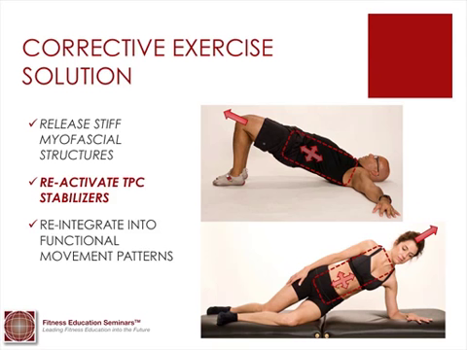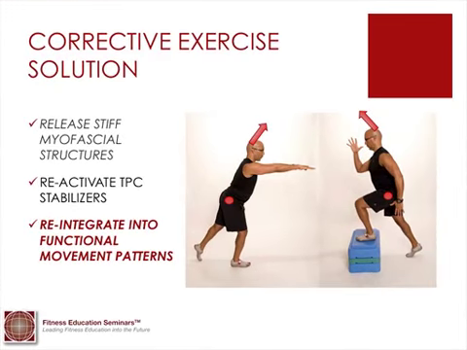So again, we get activation of the thoracolumbopelvic canister stabilizers along with the gluteal complex, and we also teach that all-important function of dissociation of the femoral head and how to move that pelvis around a more static femoral head type position. Once we've accomplished this, now we teach them how to reintegrate this function back into their fundamental movement patterns.